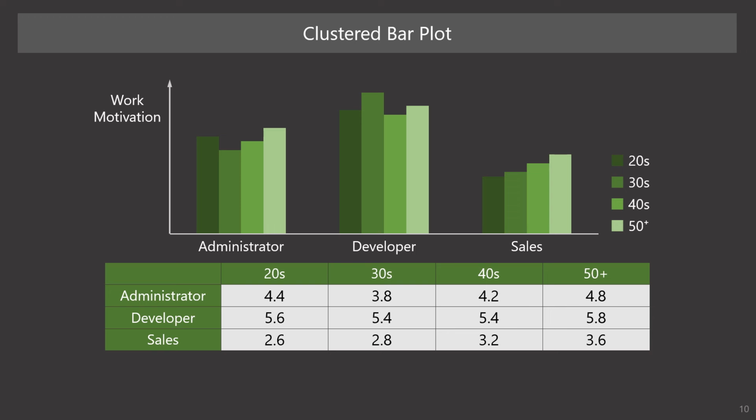In such a case, a clustered bar plot is useful. Its horizontal axis represents a category, here, job category. The vertical axis represents the value of the numerical variable, average motivation. And the bars of each category are further divided by another category, age group. In this way, we can visualize three-dimensional data, two categories and one numerical variable.